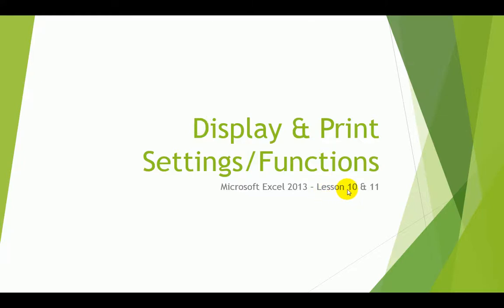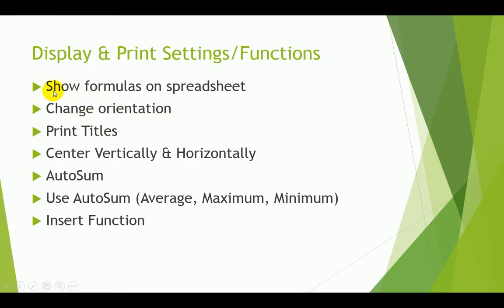Today we're going to be covering lessons 10 and 11, in which we're going to be looking at some of the display and print settings, and then functions are the things that we're going to be looking at. We're going to show how to display the formulas on the spreadsheet as opposed to just seeing them in the formula bar. We're going to talk about changing the orientation of the printout. We're going to talk about something called print titles and what that is, and show you how to make sure that you can center your page when it gets printed, center it both vertically and horizontally on the page.